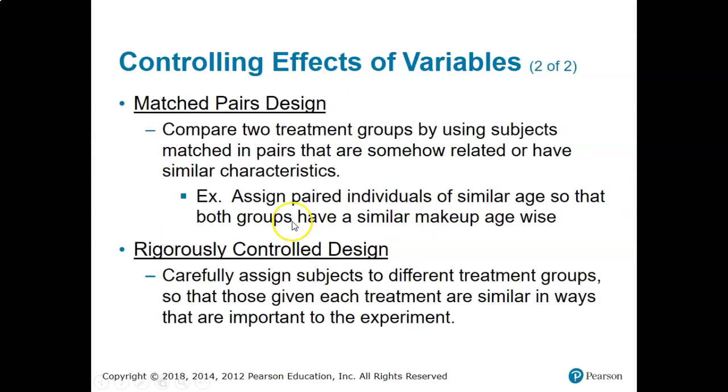The matched pairs design is when you create two treatment groups by using subjects matched in pairs that are somehow related or have similar characteristics. For instance, maybe each group has a 21-year-old female and a 40-year-old male and so forth. But the groups are very similar, created in a very similar way. That would be examples of matched pairs. In rigorously controlled design, you want to carefully assign subjects to different treatment groups so that those given each treatment are similar in ways that are important to the experiment.